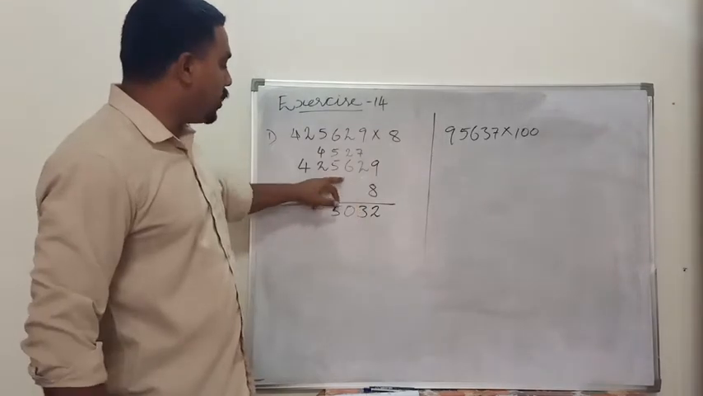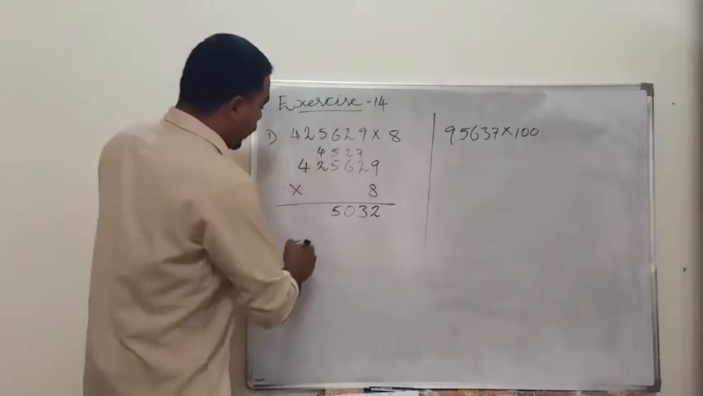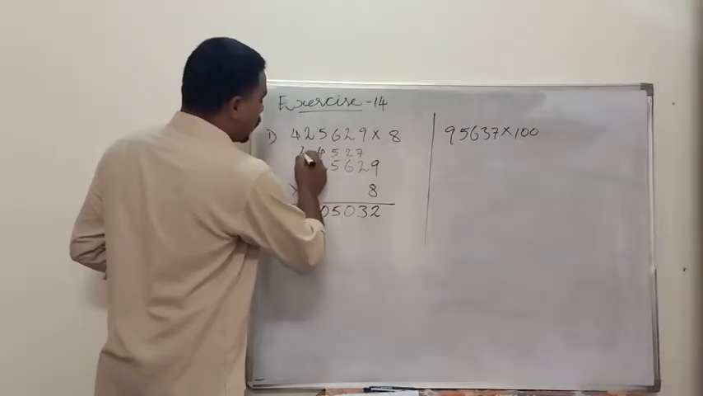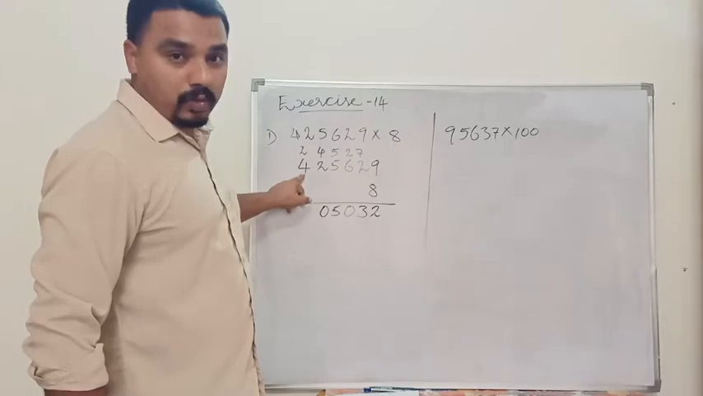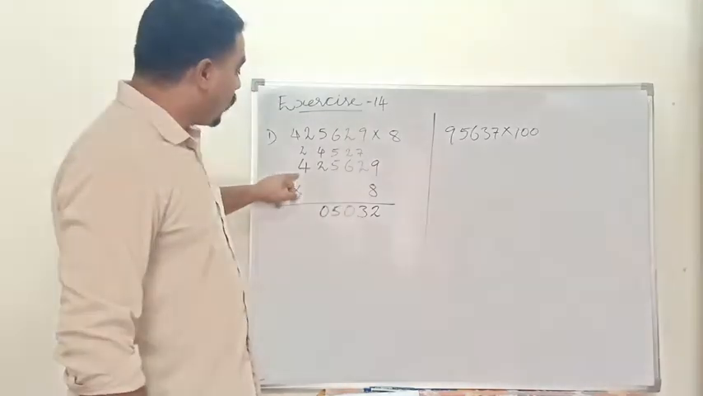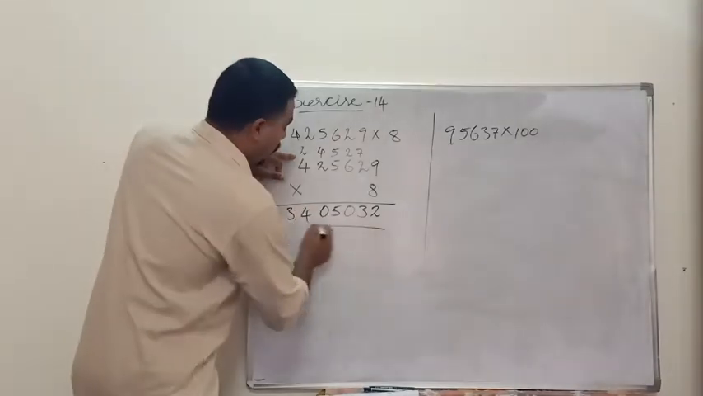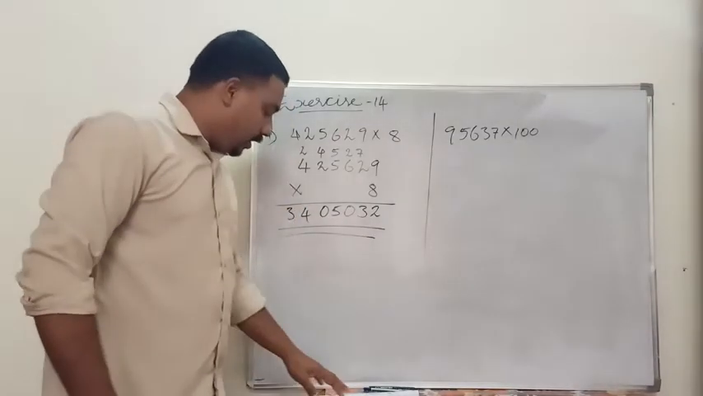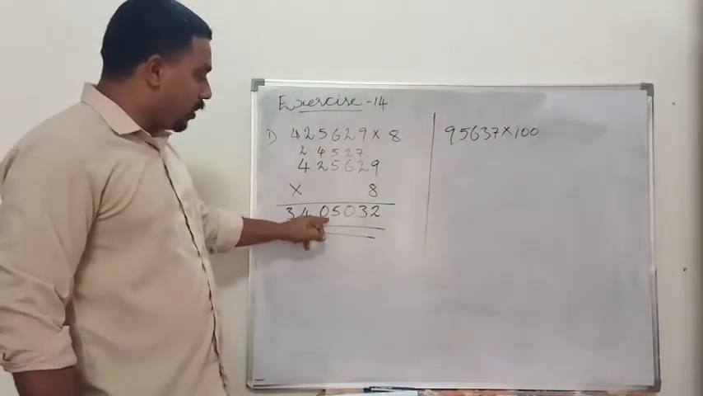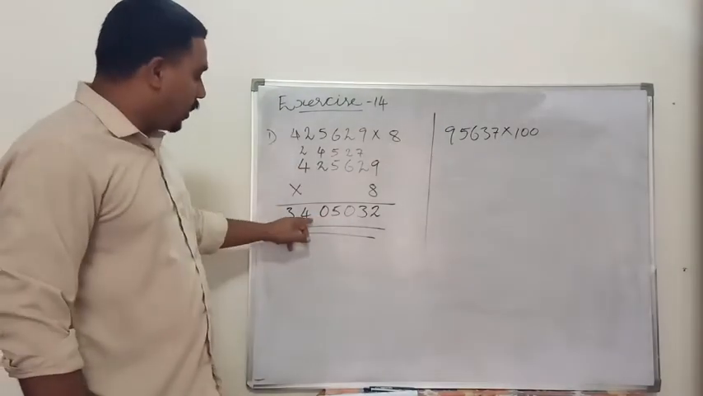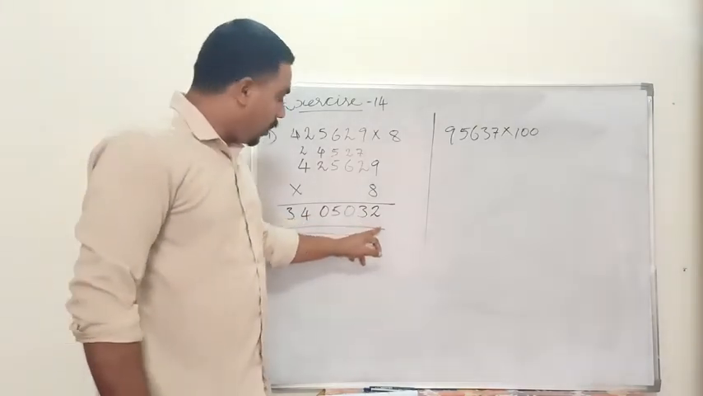Next is 8 into 2, 16. 16 plus 4, 20. 0, 2 we have to regroup. Next is 8 into 4, 32. Is it or not? 8 4s are 32 plus 2, 34. So the product you will get: ones, tens, 100, 1000, 10,000, lakh, 10 lakh, 34 lakh, 5,000, 32. You will get the product.